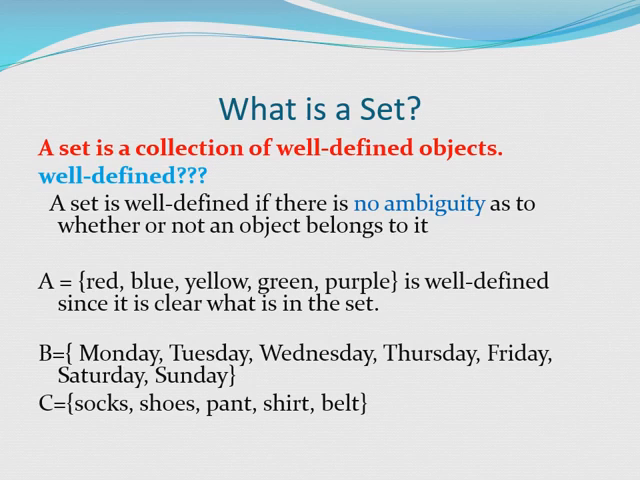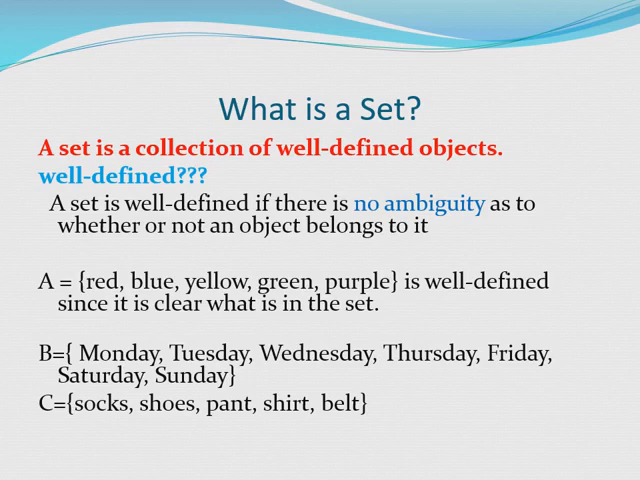A is equal to set containing red, blue, yellow, green, purple. We call this well defined because we know all the entries within the braces denote colors. Take up the next example which gives you the details of the days of the week. Again it's well defined. The last one, socks, shoes, pant, shirt, belt. They are all related in some form to a person wearing a dress. A shoes, a socks, a pant, a shirt and a belt. So once you know that they are totally related, you can call it as a set.